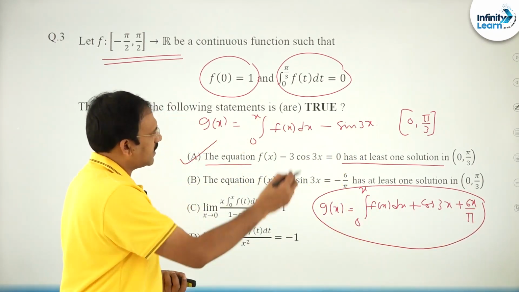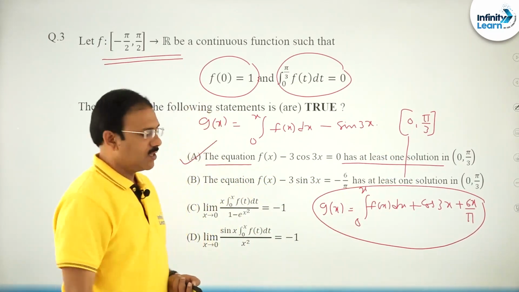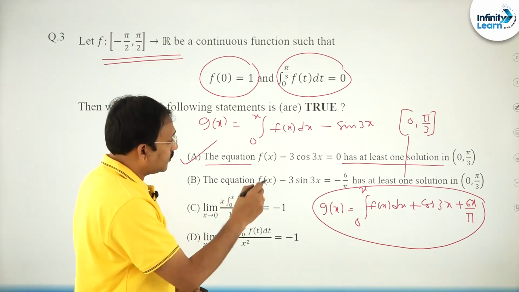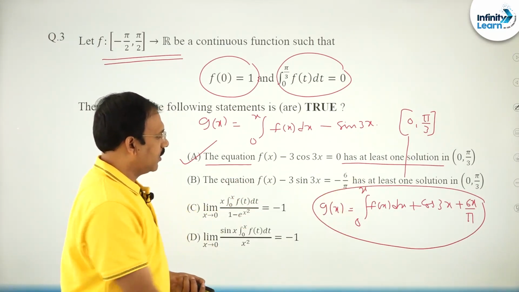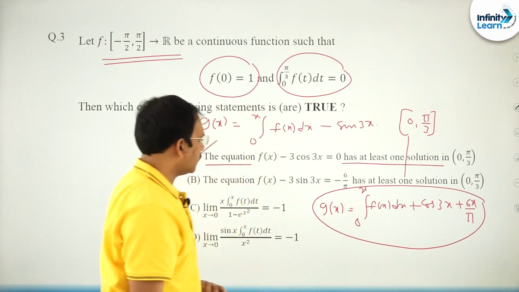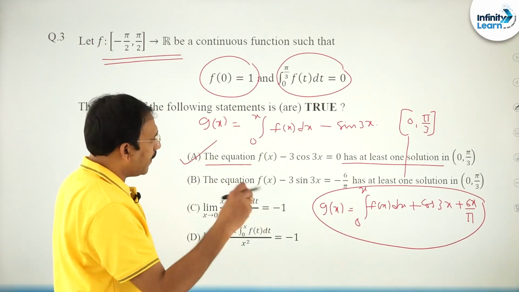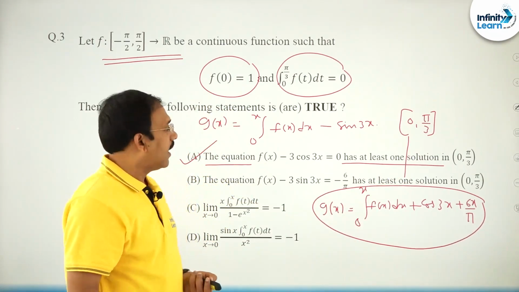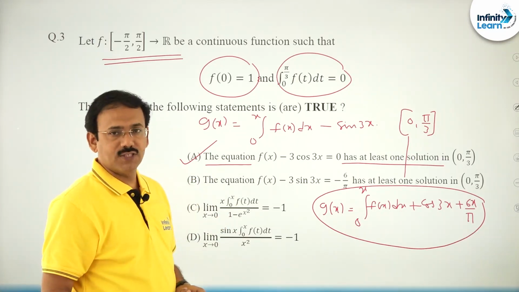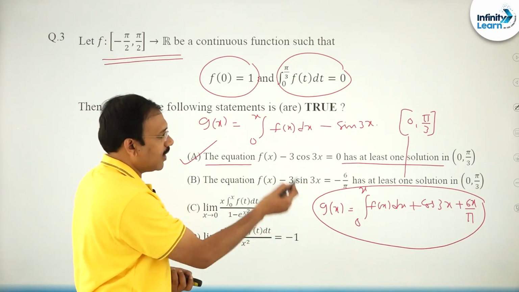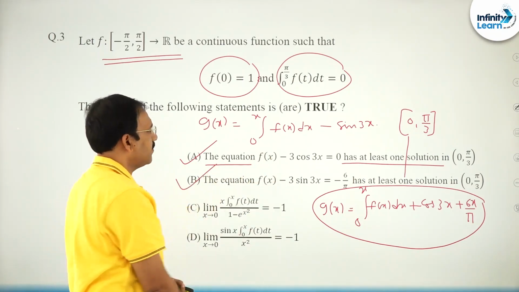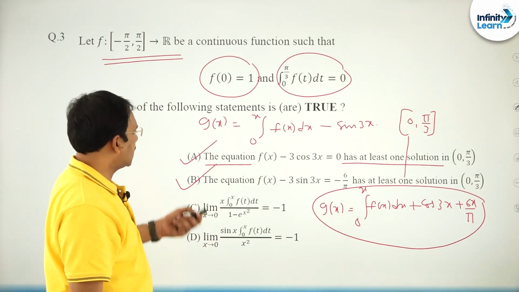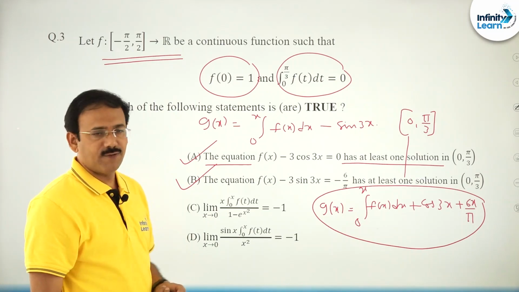For this function on the same interval 0 to pi by 3, this is clearly continuous with the given data, and differentiable. And g of 0, when you put 0, is going to be 1, and g of pi by 3 is also going to be 1; this is minus 1 plus 2, so 1. Hence it satisfies all the criteria of Rolle's theorem, and hence its derivative will be 0 at least once in the interval. So option B is correct. Fine friends, so options A and B are applications of Rolle's theorem.